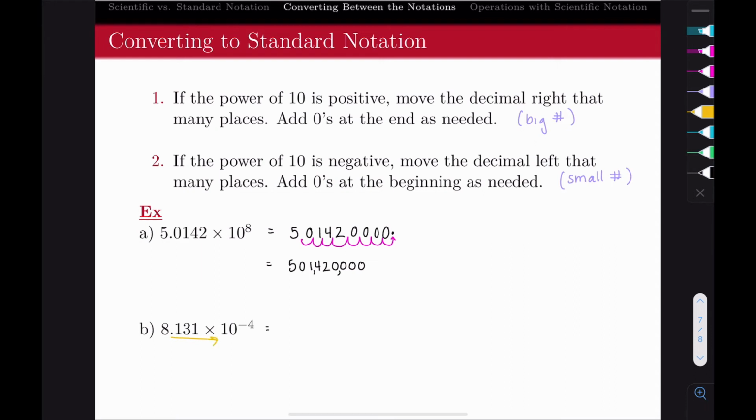Next one, we have a negative exponent, so that's going to indicate that this is a small number. I definitely don't want to move the decimal this way, so instead the decimal is going to go to the left. Because it's going to do that, I want to recopy these numbers over here because I know I'm going to need some space in the beginning. So currently our decimal's sitting right after the 8. Our exponent's -4. That means we need to move it 1, 2, 3, 4 spaces. Our new decimal is going to be right here. And all these blanks we're going to fill in with zeros. So this is 0.00018131.